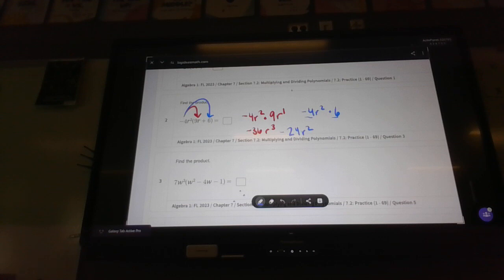If you're combining like terms, we're going to combine the 5y and negative 2y. 3y. And then combine the 5.